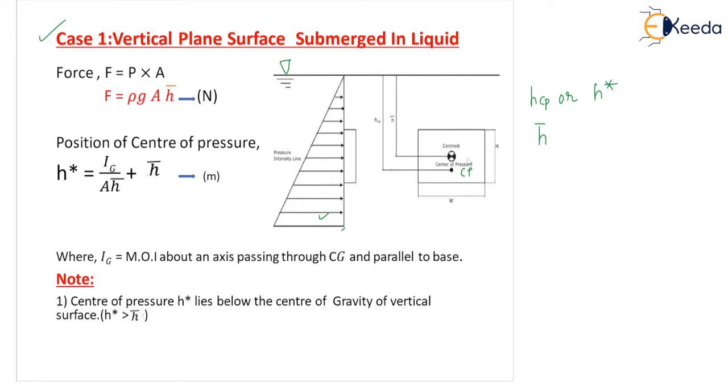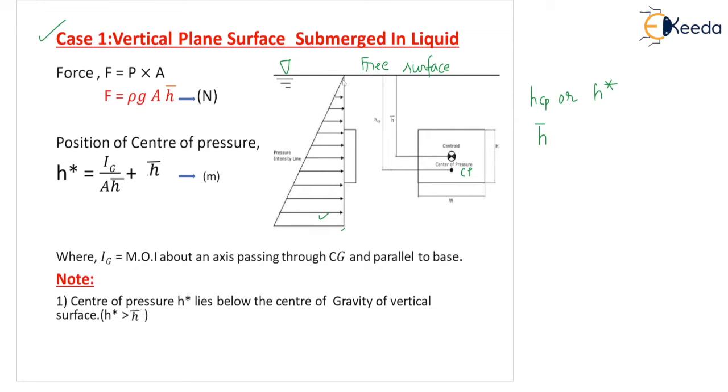All the vertical distances must be measured from the free surface of water, correct? This is your free surface of water. So Cp and Cg. For a vertical plane surface, Cp will always be below the center of gravity. This we are going to see with the help of an equation, why Cp is below center of gravity, correct?